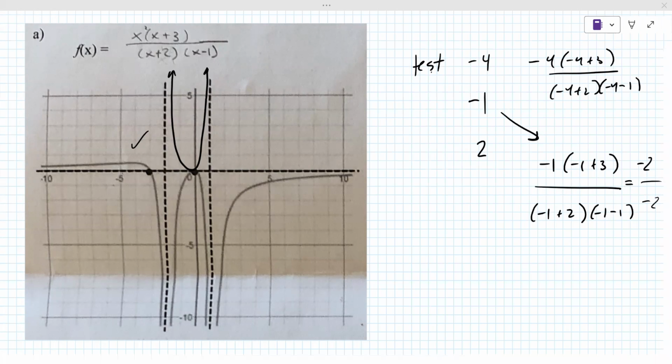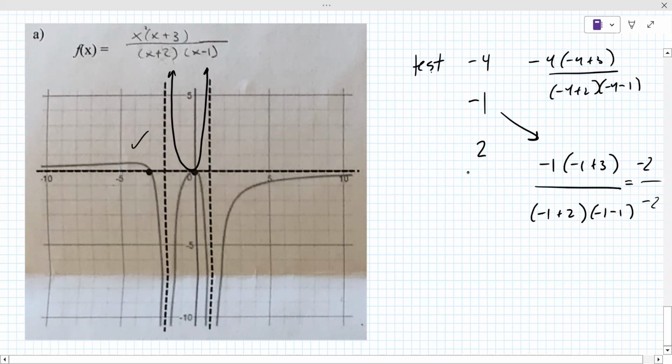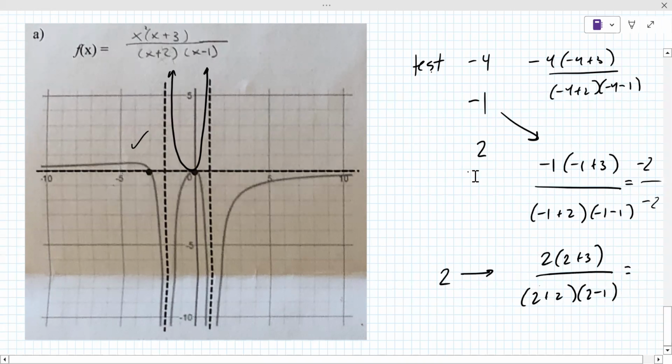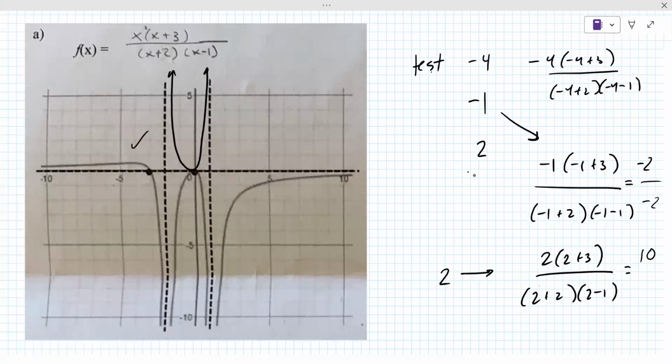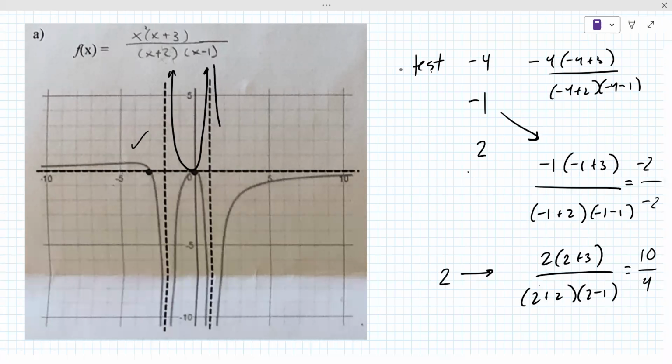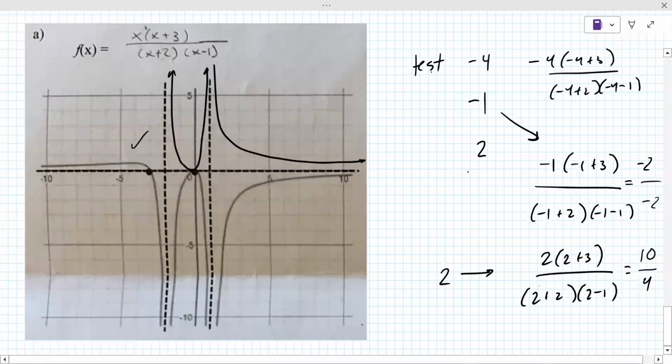Again, the other thing you could do, I know you can't do this in your class, but since it's for homework, you could use Desmos to check. But when you try 2, you get 2 times 2 plus 3 over 2 plus 2, 2 minus 1. So the numerator is positive. It's 10 over 4, 5/2. All right, something like that. So it would actually be up here like this.